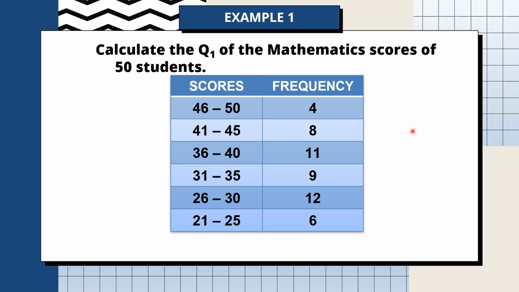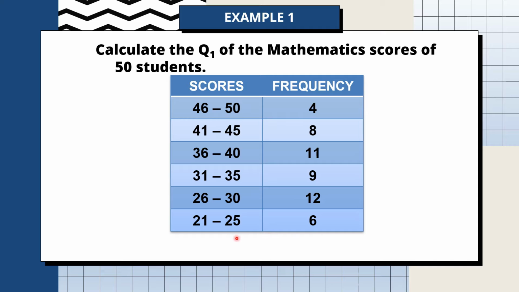Let's have our example number 1. We need to calculate the quartile 1 of the mathematics course of 50 students. So, ito po yung ating table or frequency distribution table sa ating data. We have here the scores sa unang column at frequency sa pangalawang column.